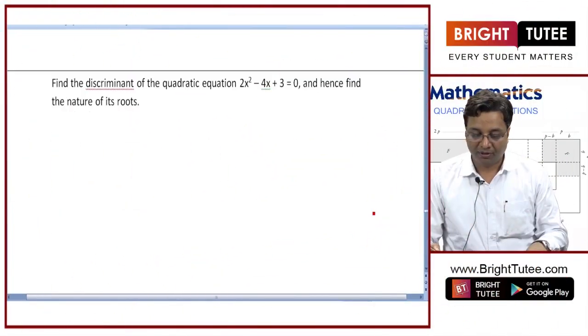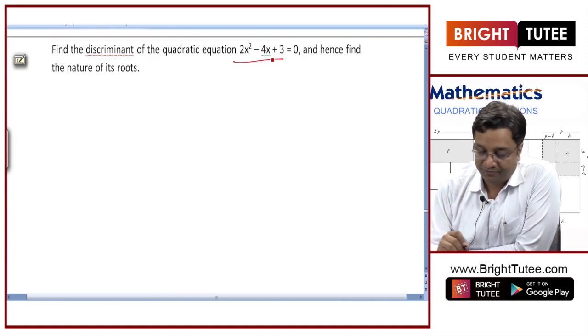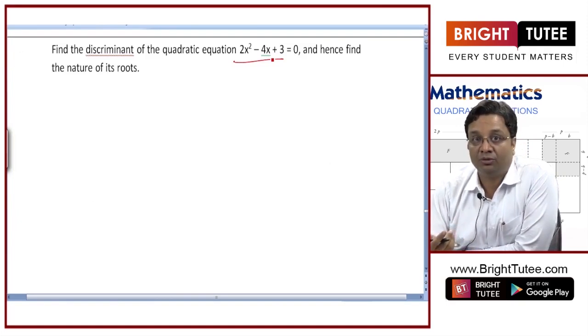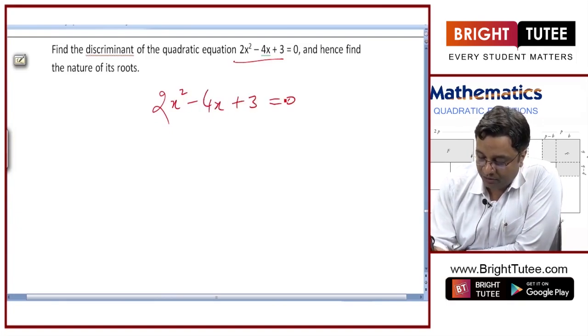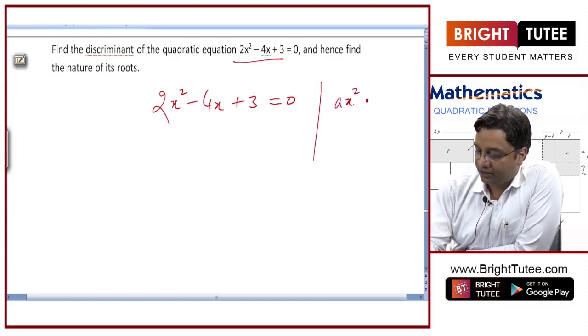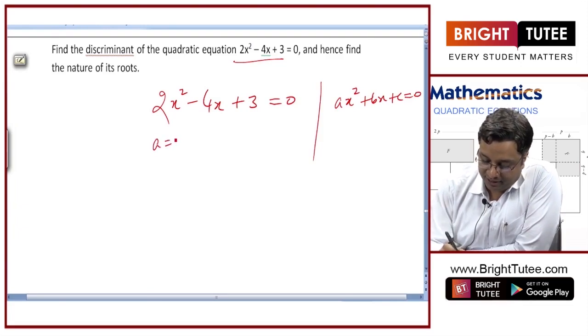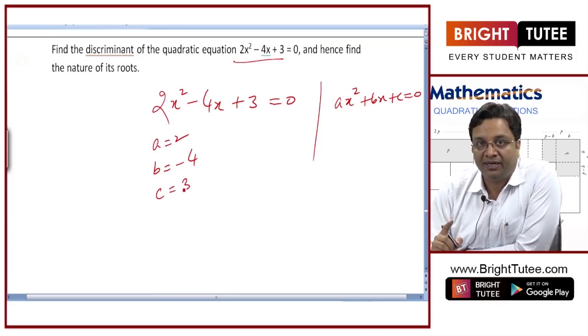Let's look at some of the examples here. Find the discriminant of this quadratic equation, hence find the nature of its roots. The quadratic equation given here is 2x square minus 4x plus 3 equal to 0, right? So if I go by this standard equation, what is a here? a is 2. What is b? b is equal to minus 4 and c is equal to 3, right?